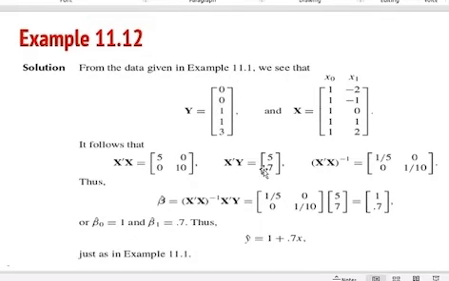What about X transpose Y? The first one is going to be n. The second one, summation XY. Do you see what you get? 5 and 7.